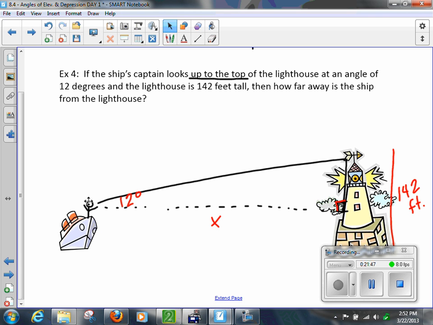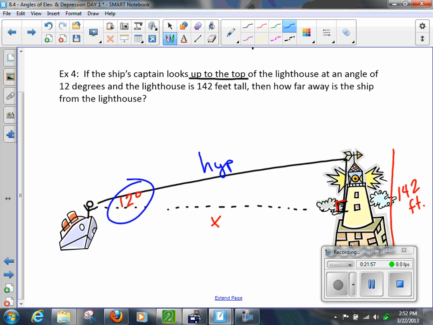Now we label it. Circle your triangle. 12 degrees, circle it. We've got the hypotenuse. 142 is the what? Opposite. X is the adjacent, isn't it? Right?